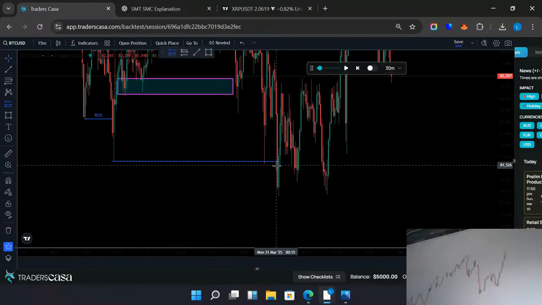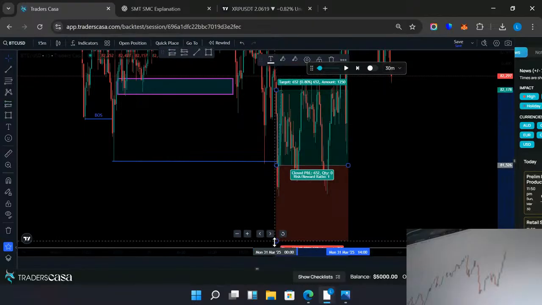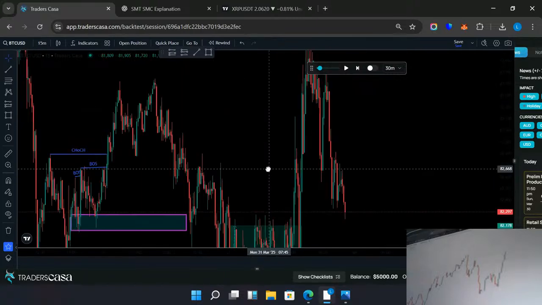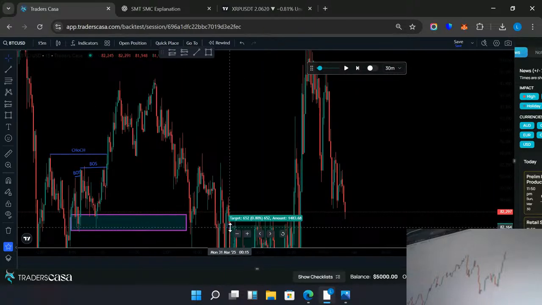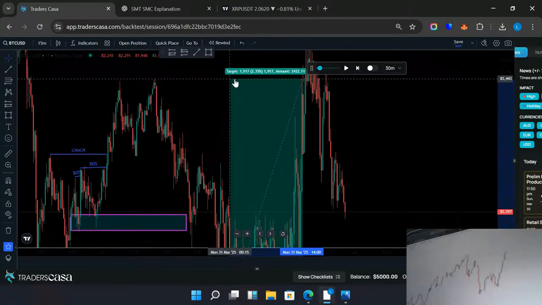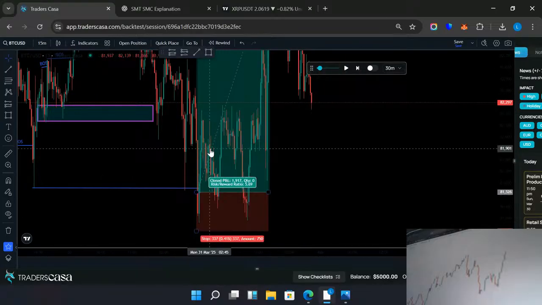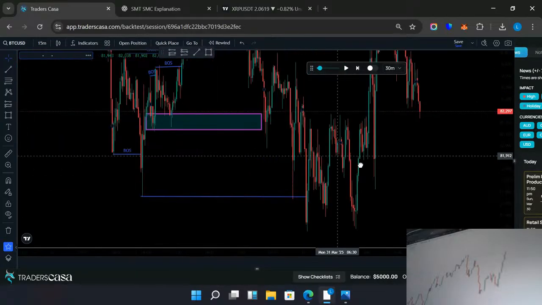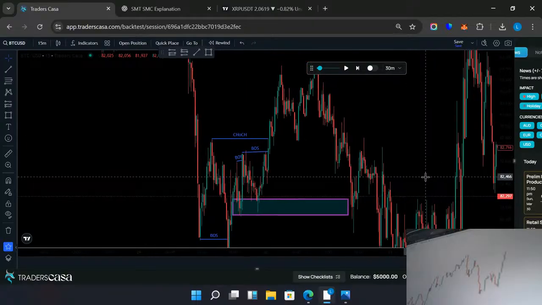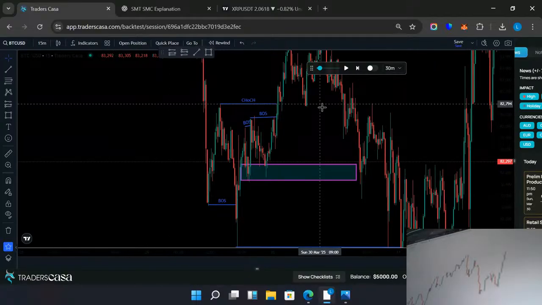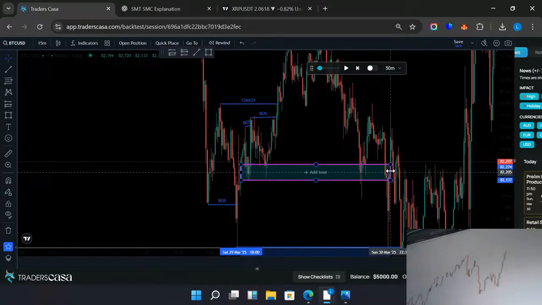should have taken our entry from here, keeping our SL about this much, and our target is going to be the same or just this much. We should have targeted that. That was a risk to reward of how much? 5. But still I don't think this was not a valid setup. This was a valid setup. It's completely valid.